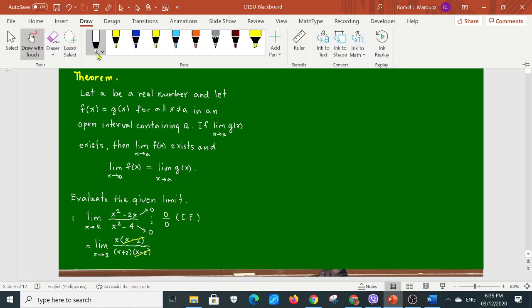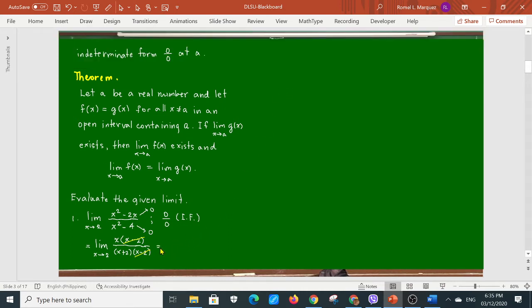We are able to remove the quantity that makes the quotient having a problem. And that is now equal to the limit as x approaches 2 of x over x plus 2. Now let's check the denominator. It is no longer 0. Therefore, we can now apply the substitution rule. So 2 over 2 plus 2.